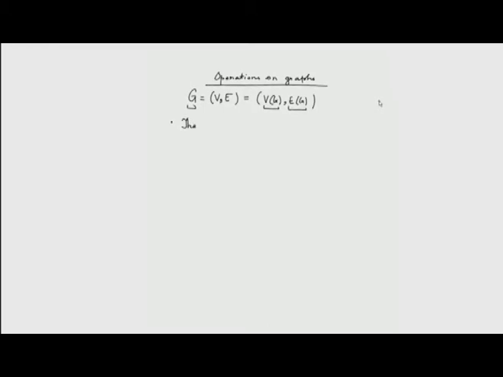Now, the union of two graphs G1 and G2 is G3, where V of G3, that is the set of vertices of G3, is equal to V(G1) union V(G2), and E of G3 is E(G1) union E(G2). This is straightforward.